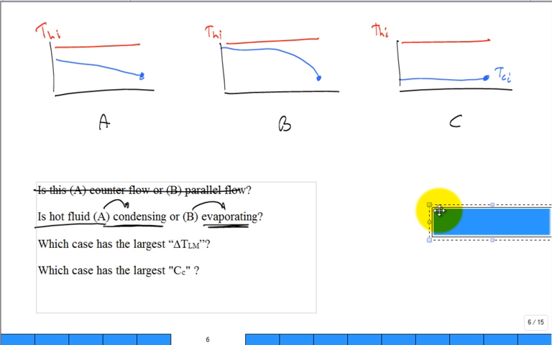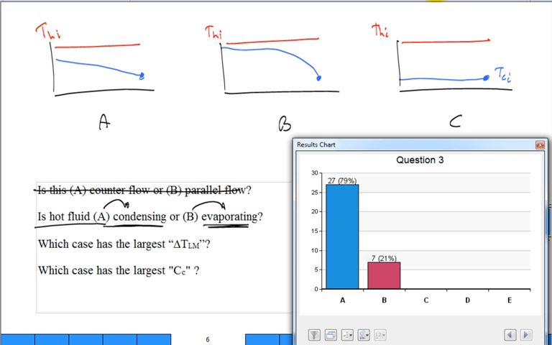All right, so the polling has stopped. Is the hot fluid having heat transferred out of it and to the cold fluid? So it's coming out of the hot. So if it's coming out of the hot, it's going to condense. True? It's going to condense. So let's take a look at how we did. It is condensing. Hey, you're pretty good as a class.